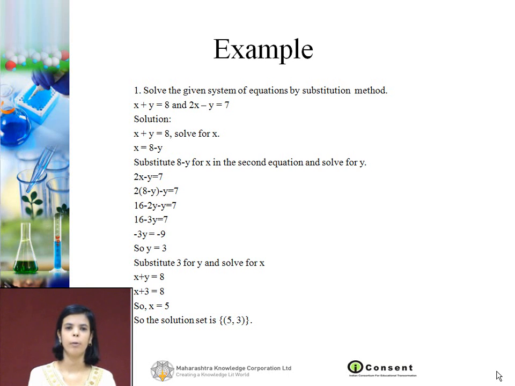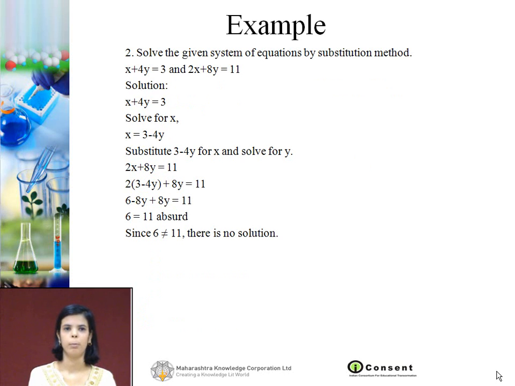Now substitute y is equal to 3 in any of the given equations. Here we are putting it in the first equation. We get x plus y is equal to 8. So x plus 3 is equal to 8. X is equal to 5. So the solution set to the given equations is (5, 3).